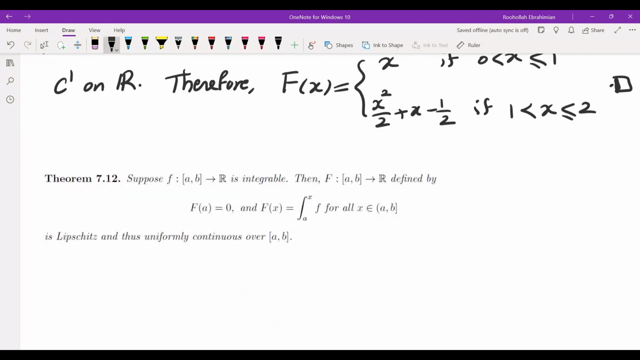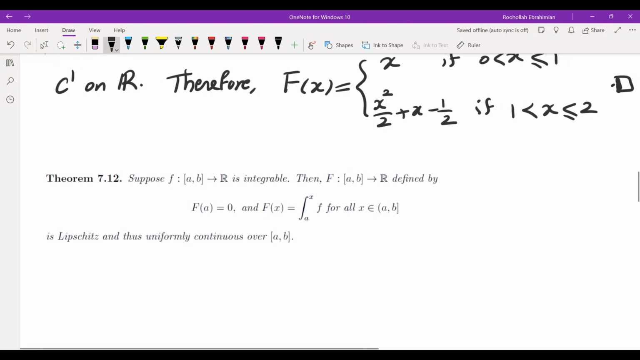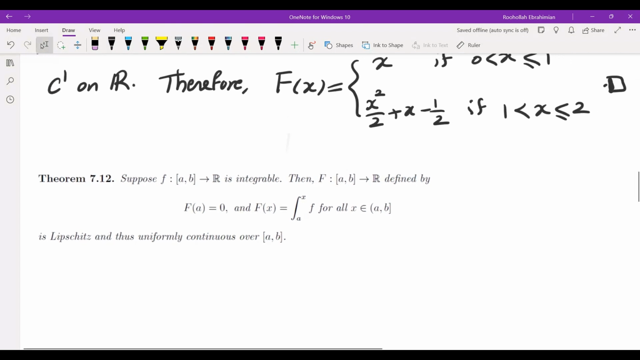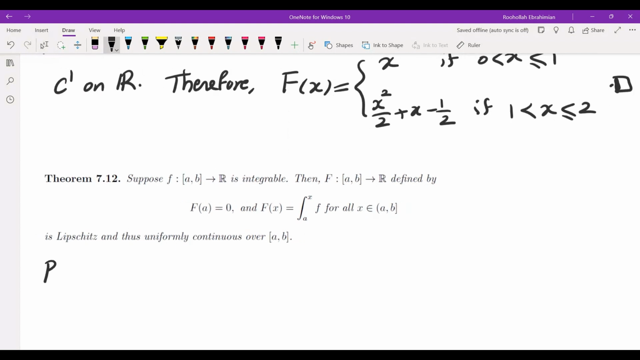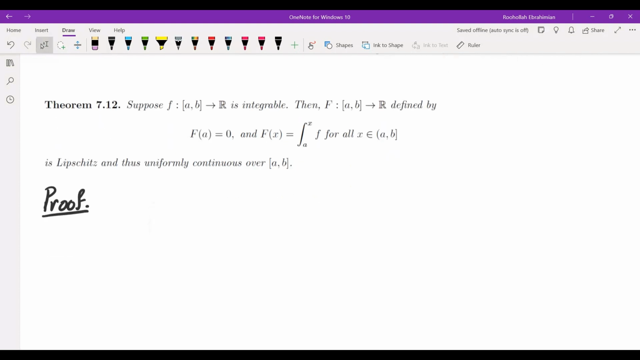Okay, so next we are going to prove this, in fact, in general, why it is that integrals are always going to be continuous regardless of what the integrand is. Suppose f from [a,b] to R is integrable, then capital F from [a,b] to R defined by F(a) equals 0 and F(x) equals the integral from a to x of f is Lipschitz, and therefore it is uniformly continuous.